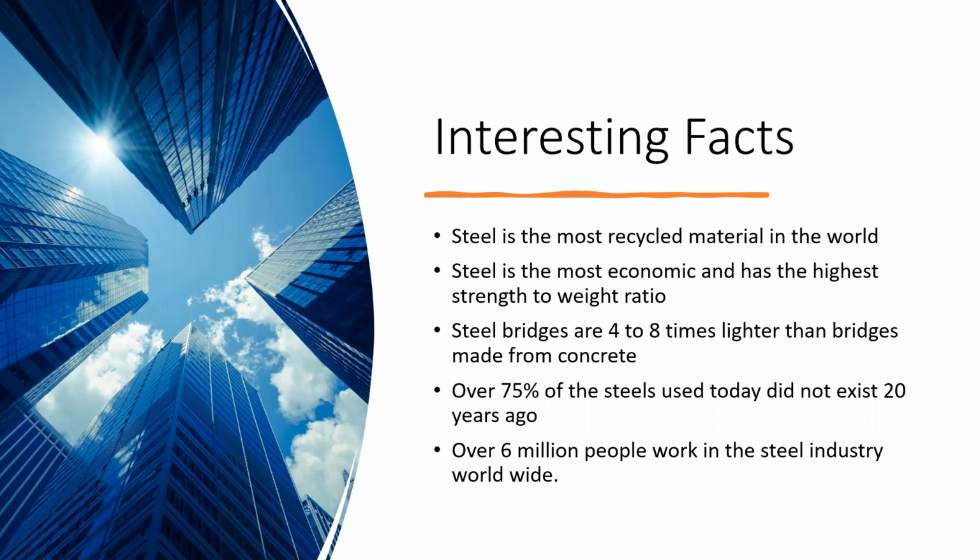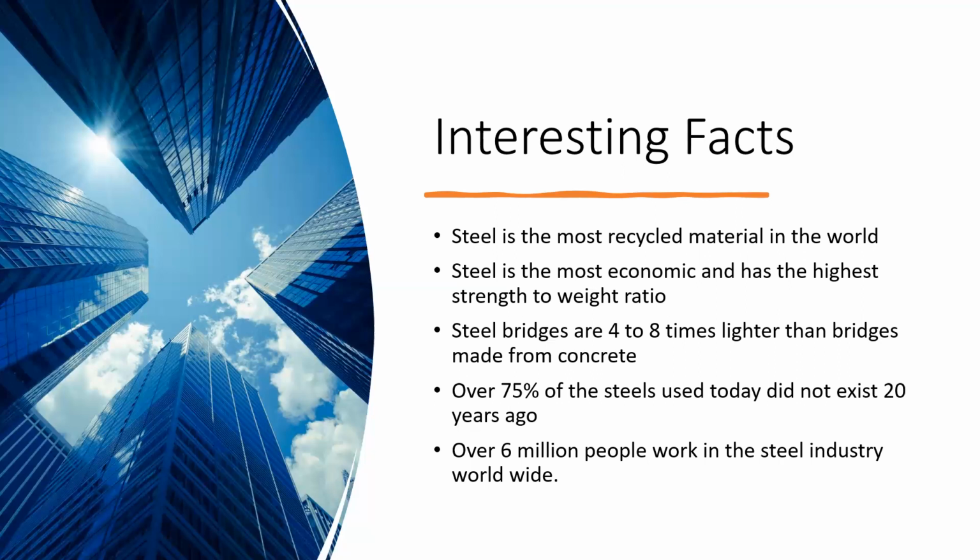Steel is the most economic and has the highest strength to weight ratio. With it being the most economic, meaning it is the cheapest and the most available one that we have in our industry for building purposes. It also has the highest strength to weight ratio, meaning that if we need a building that's a little bit lighter but has a higher strength, we're going to want to go with steel, because even though steel is significantly heavy, it is also even more significantly stronger, especially compared to concrete.